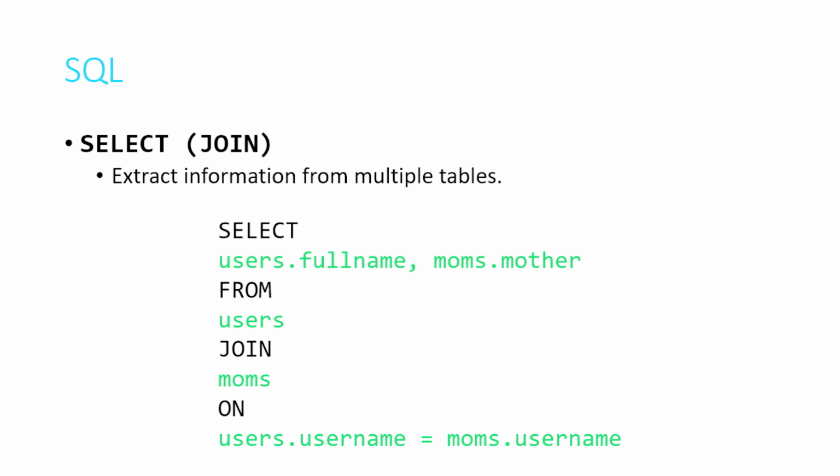So for example, I might have a query that looks like this. Select users.fullname, comma, moms.mother from users joining the moms table onto it temporarily, where the or on, which is akin to where, on users.username equals moms.username.